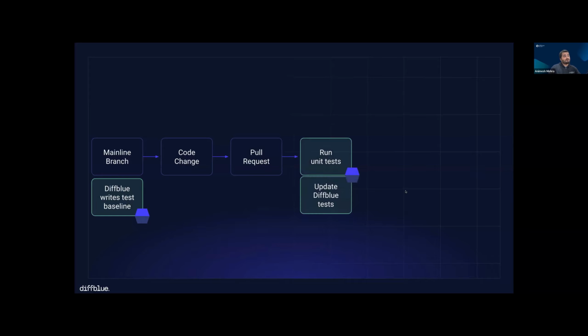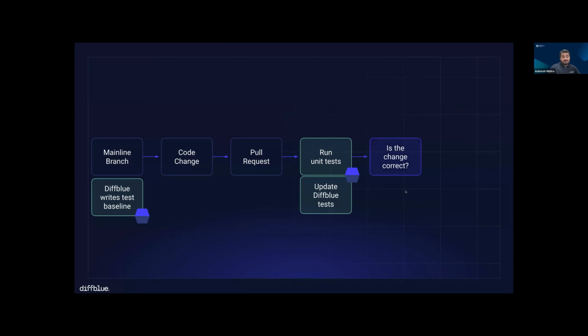So just to wrap up what we saw, we started off with our mainline branch and used the command line interface to write some baseline tests. Then we made a code change locally in the IDE and saw how we can use the plugin to update our tests locally. We also saw how we can use the GitHub Actions integration to automatically run and update the unit tests as they need to on every pull request in our repositories.